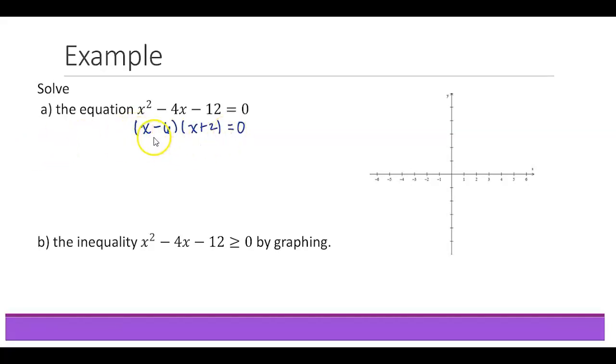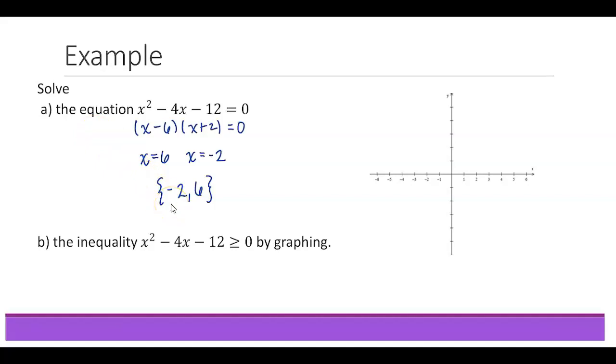So if we check, outer is plus 2x and inner is minus 6x, so that will add to be negative 4x. And we are solving, so we set each factor equal to 0. So we'd get x equals positive 6 and x equals negative 2. So our two solutions are negative 2 and positive 6.